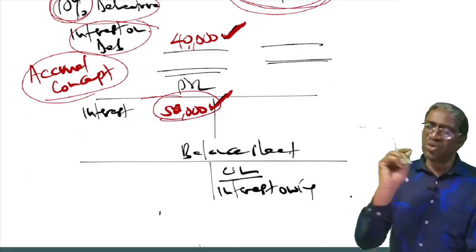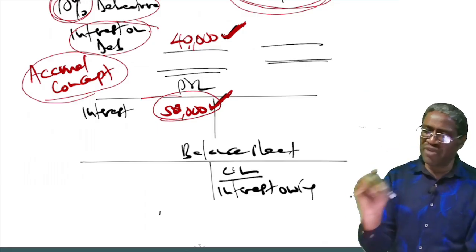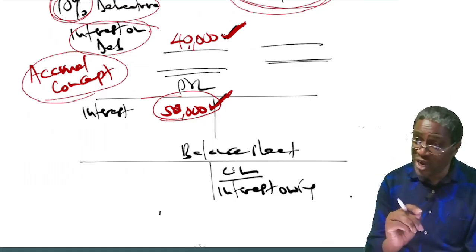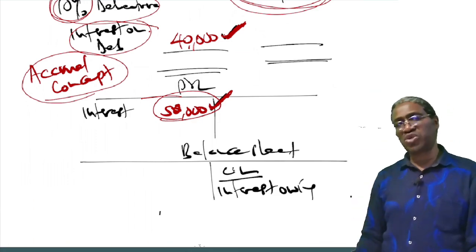Why? Because the rule of accounting says you follow the accrual concept. When you are preparing financial statements, that means you recognize the cost when it was incurred, but not in the year it was paid. Good.